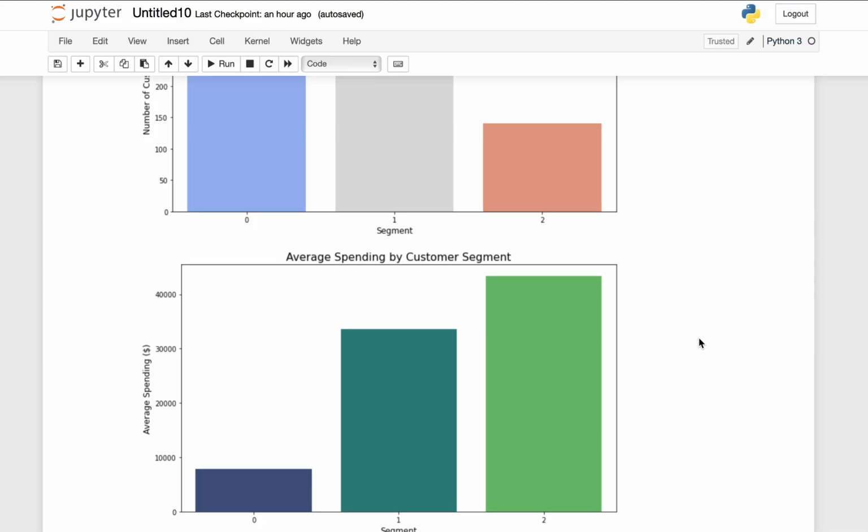So in terms of strategic recommendations, we need to develop customized strategies for each segment. For segment 2, we could enhance the customer experience and build loyalty. For segment 1, we could educate about premium offerings and bundle deals. For segment 0 customers, we could focus on increasing the spending by highlighting value for money products.